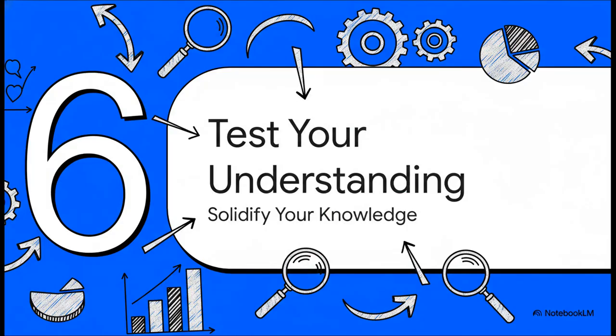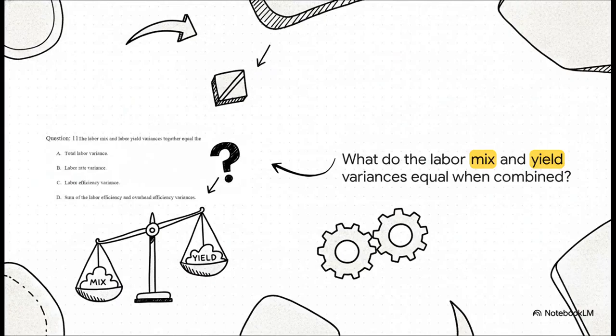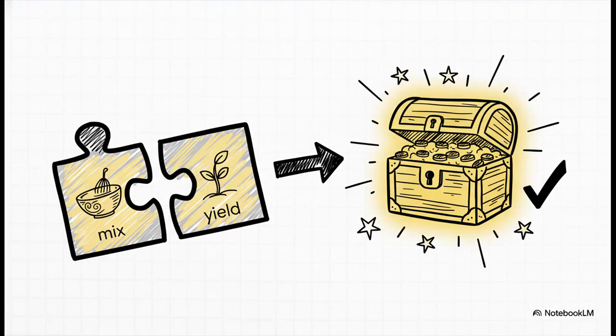Okay, that was a lot to uncover, so let's do a really quick check to make sure the main idea here is crystal clear. All right, take a look at the question. When you add the mix variance and the yield variance together, what single high-level variance do you get? And the answer is C, labor efficiency variance. If you got that, you've absolutely nailed it. They are the two parts of the story that together explain the whole thing.